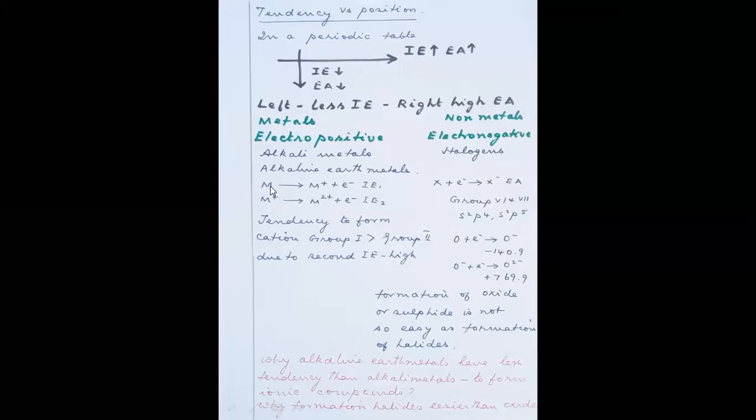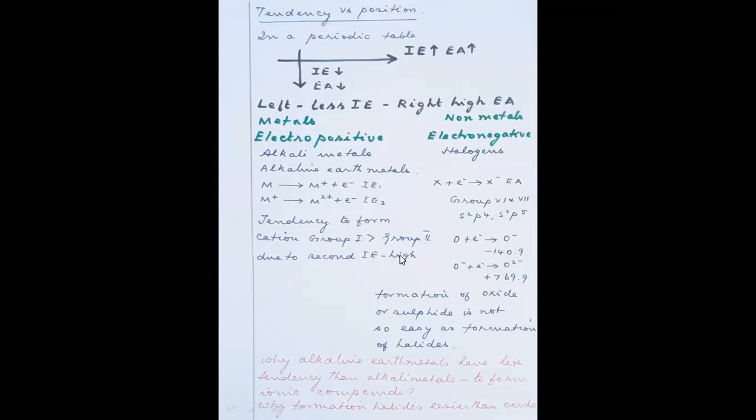You look here, a metal becoming metal plus plus electron. This is first ionization energy. From the cation, one more electron is removed to form a dication, which is the second ionization energy. So the tendency to form cation by the group 1 metals is greater than that of the group 2 metals. The reason is, for group 1 metals, simply the removal of one electron is sufficient. So they will form unipositive ions.